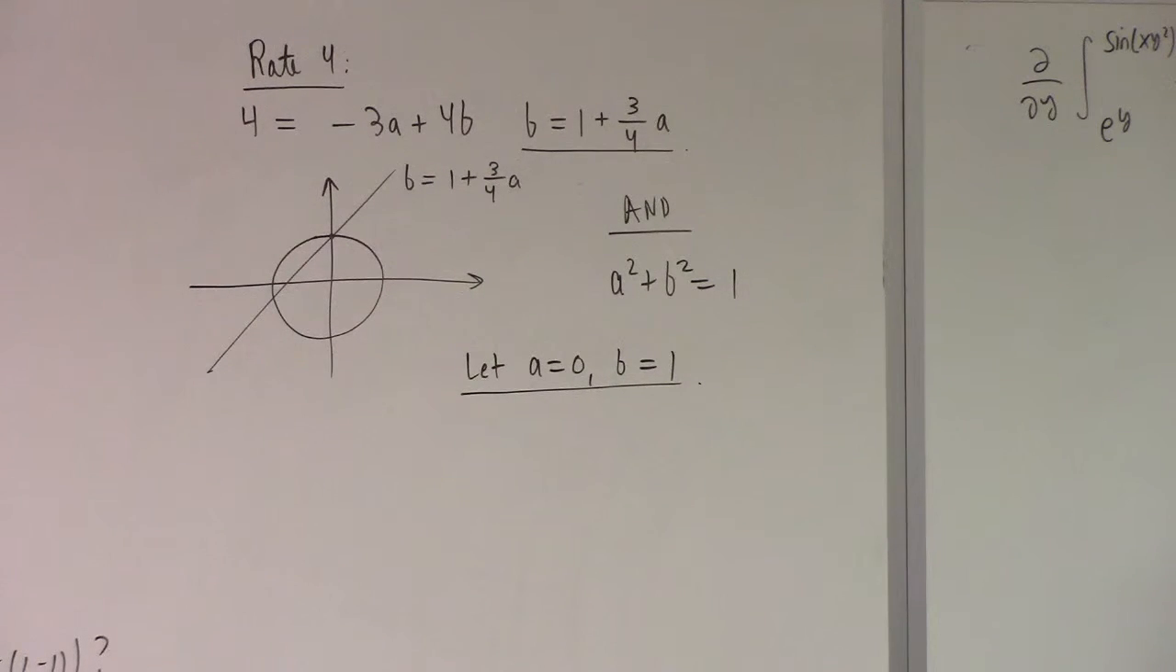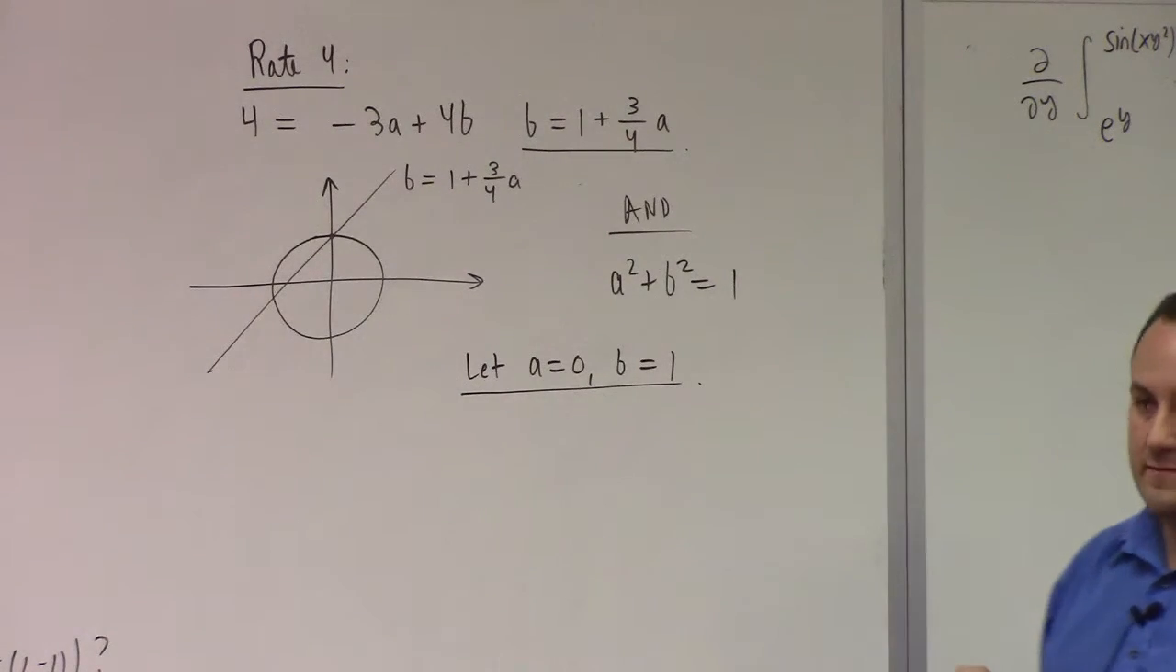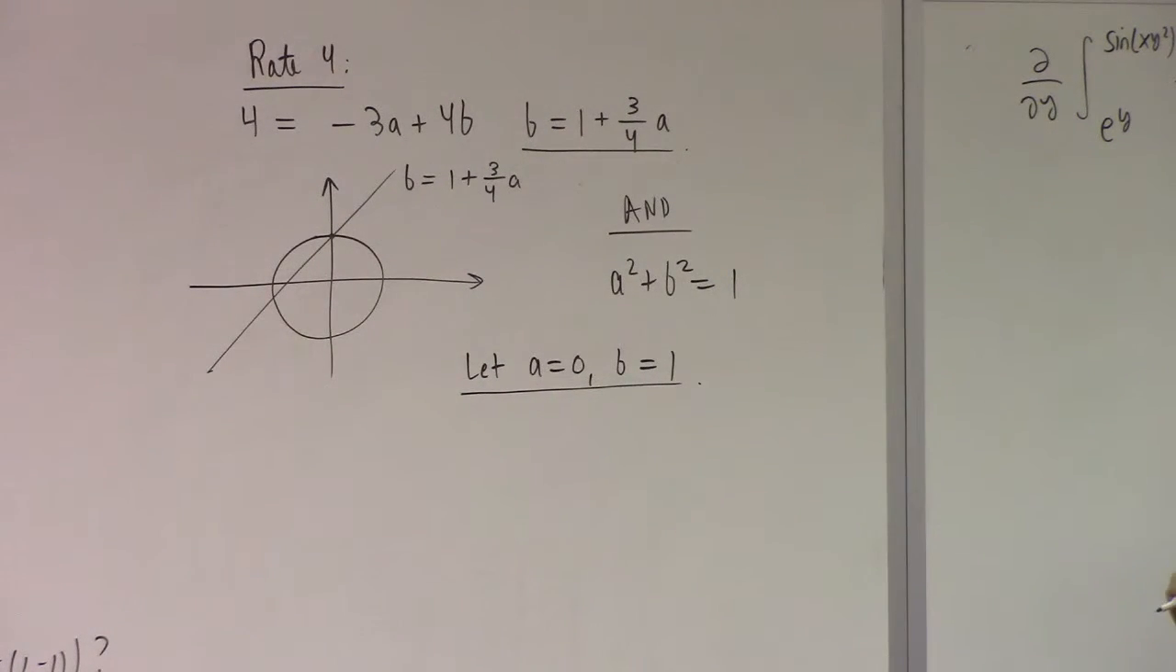So if you're at the point (1, -1) and you want to look at a direction on the graph z equals f of x, y in which you're increasing at rate 4, you could go in the direction of the y-axis. Right.